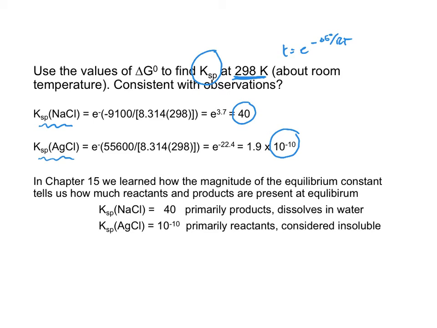So in chapter 15, you learned how the magnitude of the equilibrium constant tells you how much reactants and products are present at equilibrium. Since K for sodium chloride is 40, it's primarily products. It is going to dissolve in water. But silver chloride has a K of 10 to the minus 10. It's going to be primarily reactants, and we will consider it insoluble.